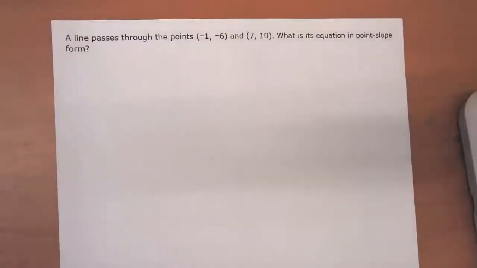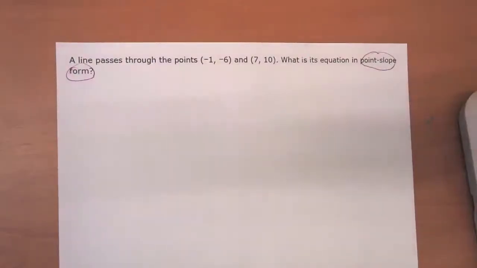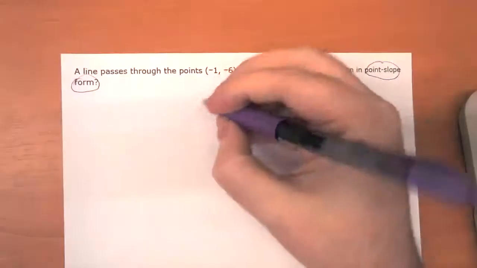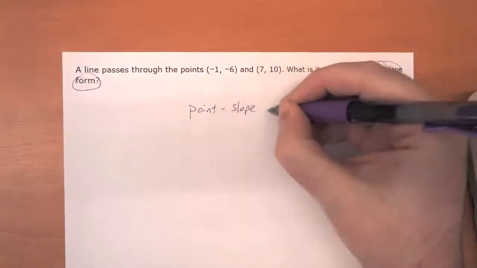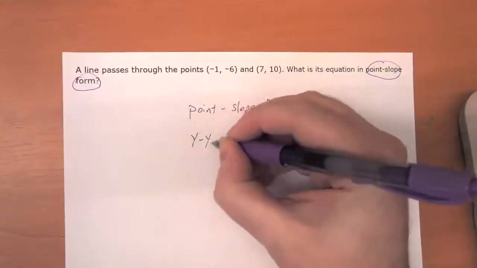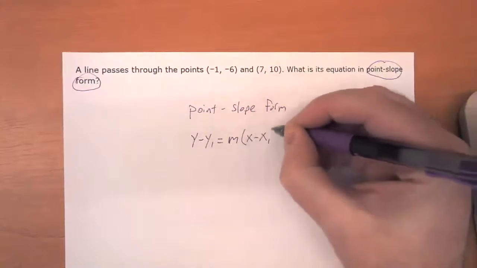So, question here says a line passes through the points -1, -6, and 7, 10. What is its equation in point-slope form? All right, so point-slope form. It's nice because we don't have to do quite so much work, but we have to remember what point-slope form is. So point-slope form, the equation is y minus y1 is equal to m times x minus x1.